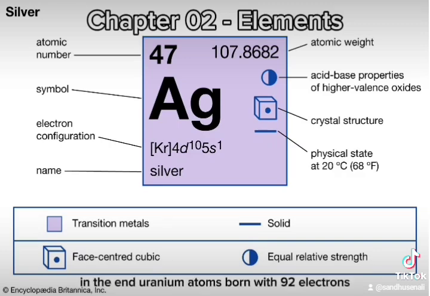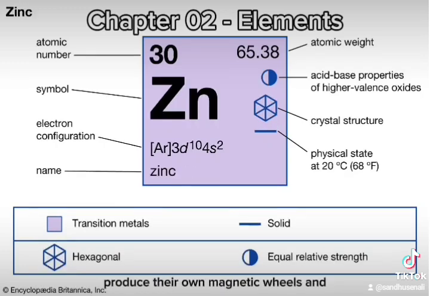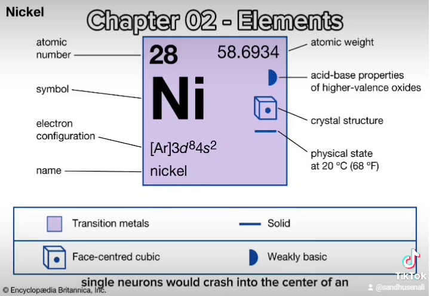In the end, uranium atoms born with 92 electrons moving in 7 orbits around 92 pairs of protons and neutrons. The 92 atoms of this element produced their own magnetic waves and glowed with their own colors. Occasionally, single neutrons would crash into the center of an atom with protons or electrons and explode, creating a supernova.